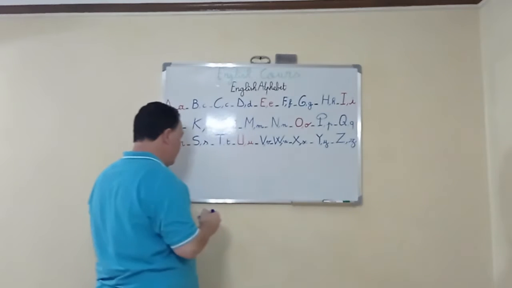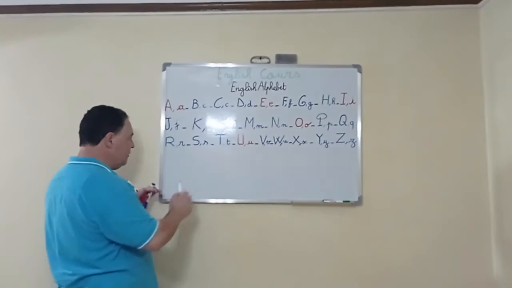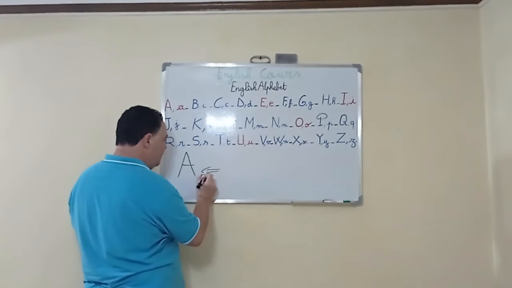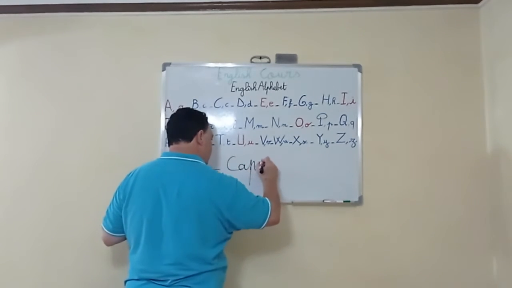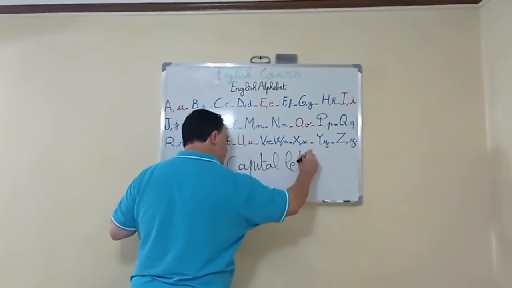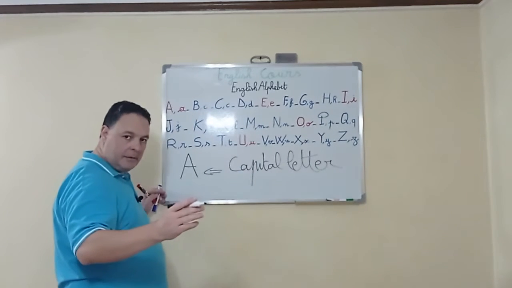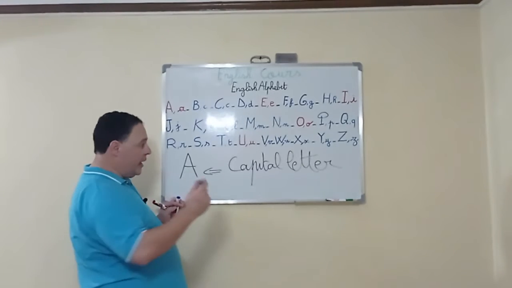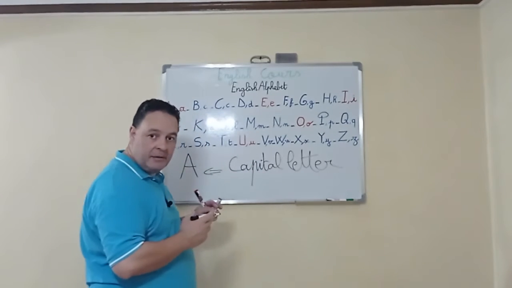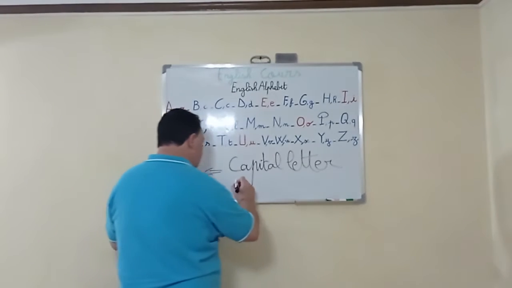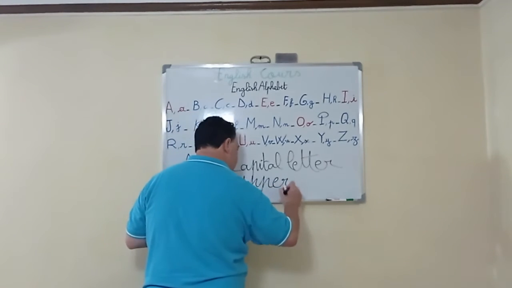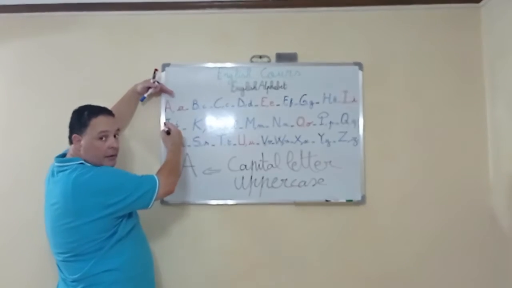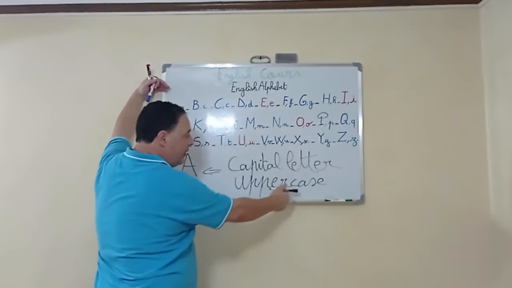So, we have the capital, big letter A, for example. It's a capital letter, okay? We have capital letters, or we call it uppercase letter, the big one. So the big one, A, is called capital or uppercase letter, okay?